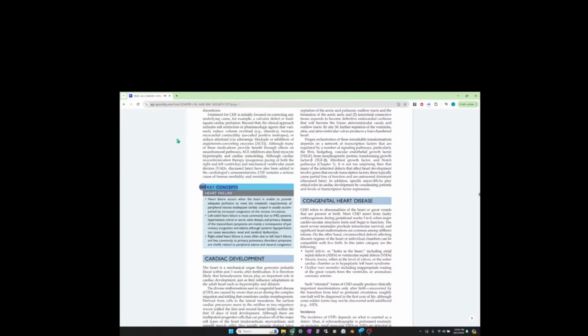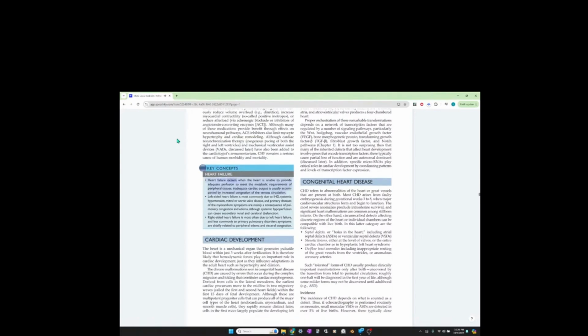Key concepts: heart failure. Heart failure occurs when the heart is unable to provide adequate perfusion to meet the metabolic requirements of peripheral tissues. Inadequate cardiac output is usually accompanied by increased congestion of the venous circulation.